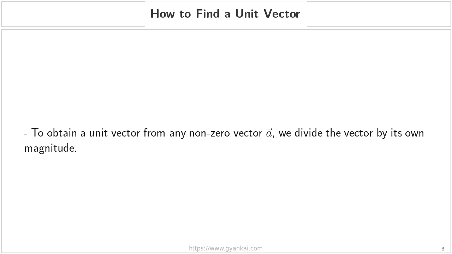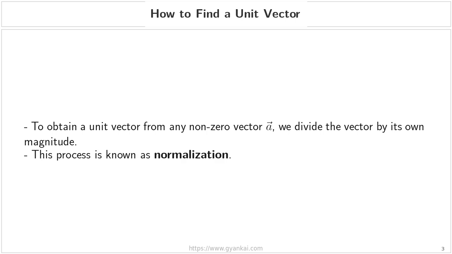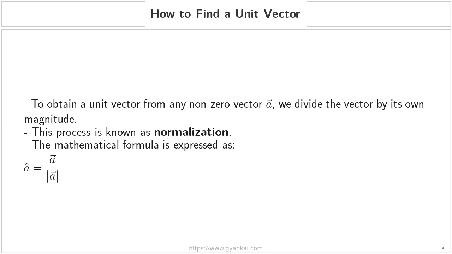How to find a unit vector. So, how do we actually transform a standard vector into a unit vector? To obtain a unit vector from any non-zero vector, arrow, we simply divide the vector by its own magnitude. You might hear this process referred to by a more technical term. It is known as normalization. Essentially, we are normalizing the length to exactly 1 while keeping the direction unchanged. Let's look at the mathematical formula that represents this.